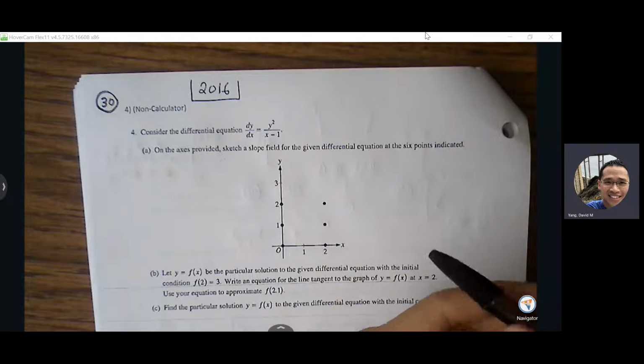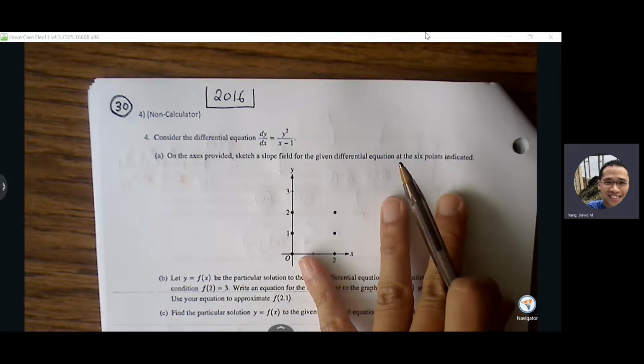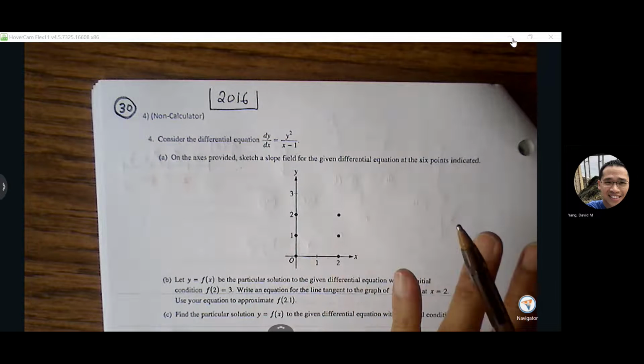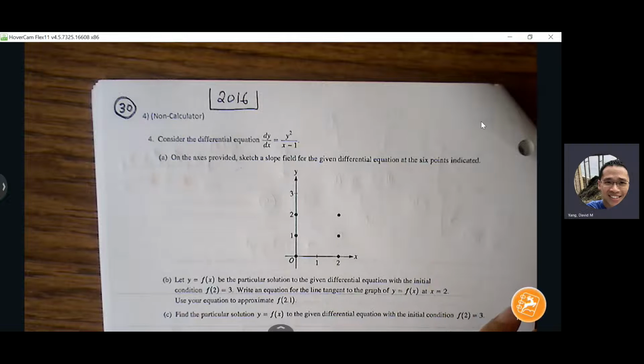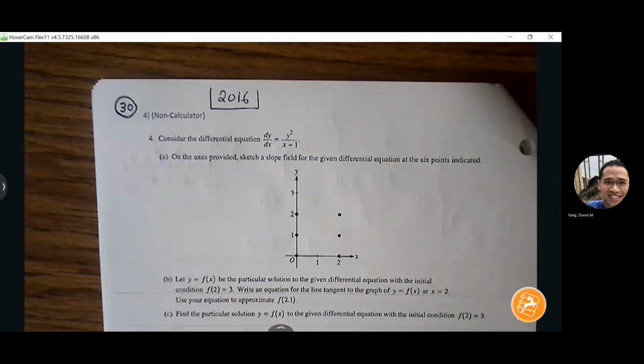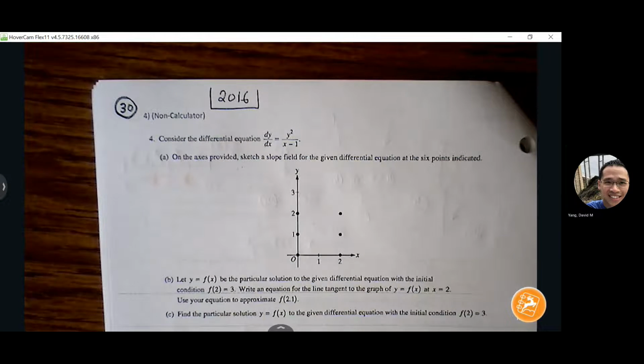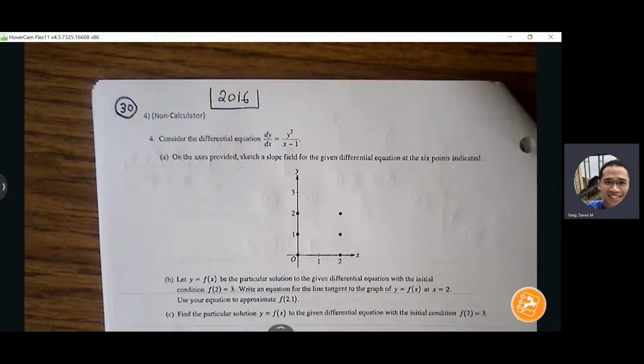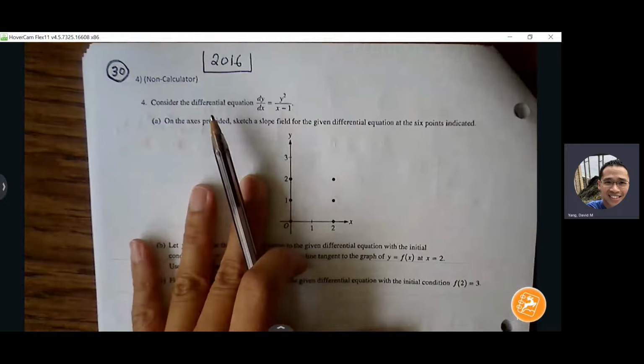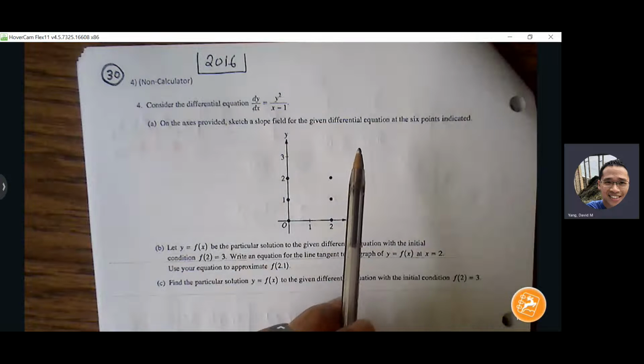Okay, let's look at page 30. Okay, number 4, from 2016 FRQs. On the axis provided, sketch a slope field for the given differential equation at the 6 points indicated.